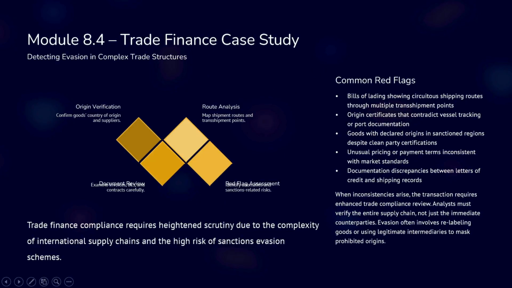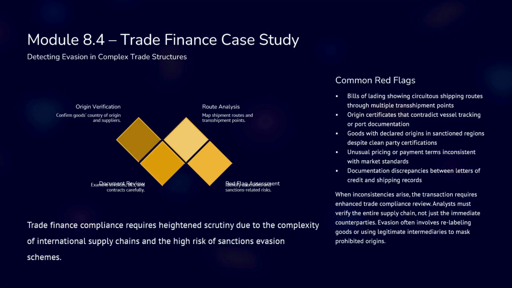Now, trade finance cases, misuse of shipping routes. Trade finance transactions often involve complex documentation and multiple parties. In this scenario, a bank receives a request to issue a letter of credit for goods being shipped from one country to another. On paper, both countries appear non sanctioned. However, during document review, the bank notices that the shipping route passes through a sanctioned port or that the origin of goods is indirectly linked to a sanctioned country.